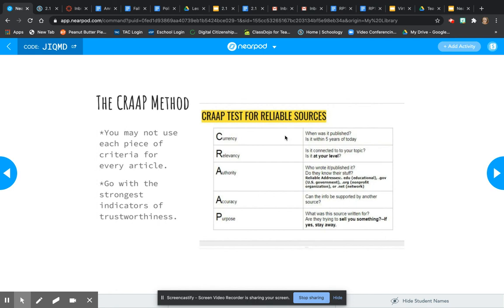You'll get better at this by practicing, but you want to go for the strongest indicators of trustworthiness. If you don't use all of these criteria, that is okay. You're going to see this chart for the rest of time on all of your assignments, so you're going to get really good at using it.